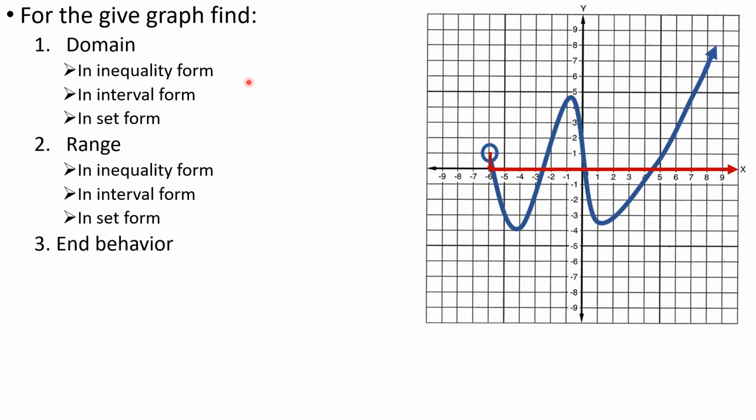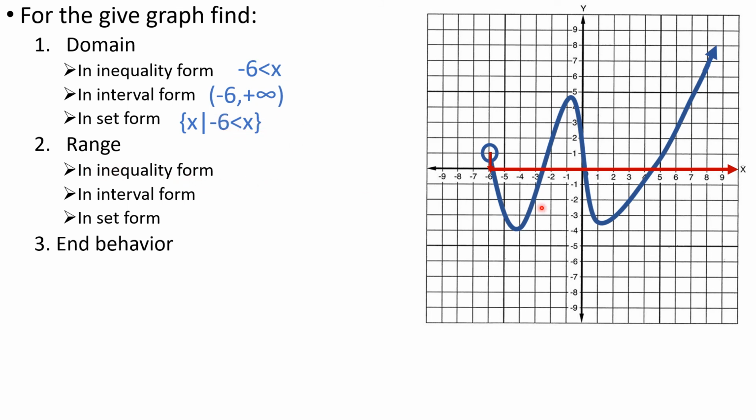So the domain in the inequality form will be -6 < x because we don't have the -6. Okay, in interval form we will have round bracket -6 to the positive infinity. In set form, same as inequality form, but we have curly brackets, x such that -6 < x.